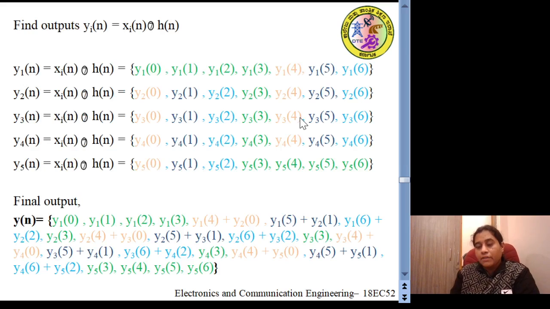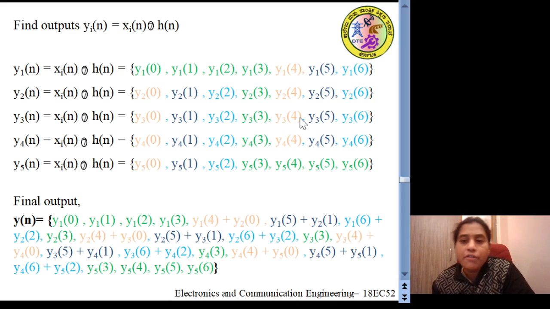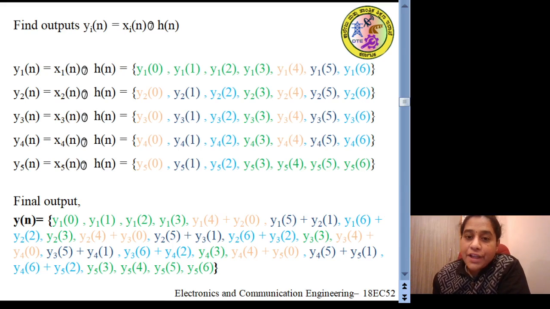Now we have divided into a number of blocks, then we made the length of h of n equal to the length of the block. Next we have to convolve. As the number of samples in each block is 7 and we made the length of our h of n also equal to 7, we need to take the 7 point circular convolution of each block of input with our impulse response. And here we obtain y1 of n by the 7 point circular convolution of x1 of n and h of n.